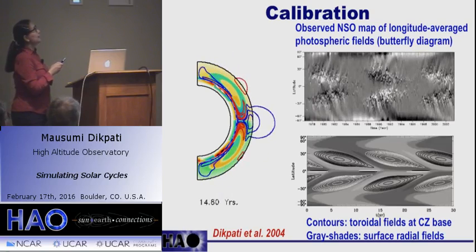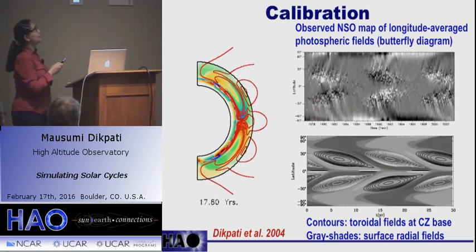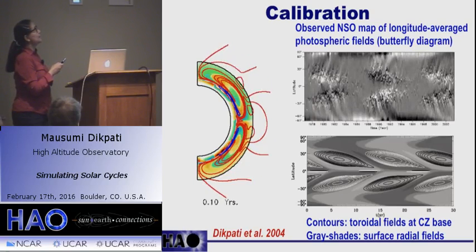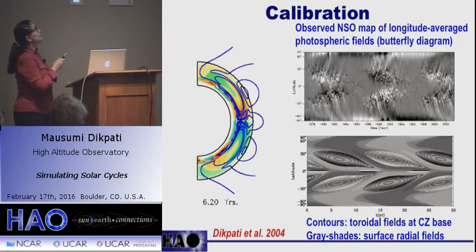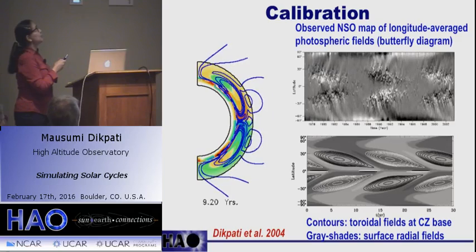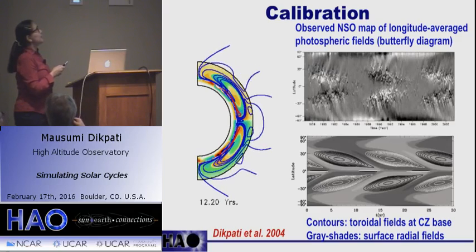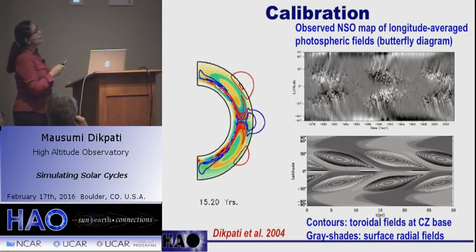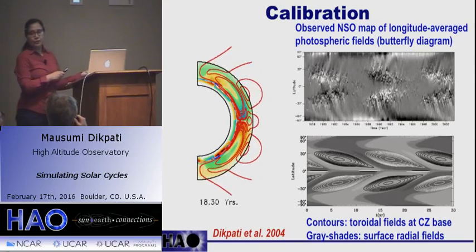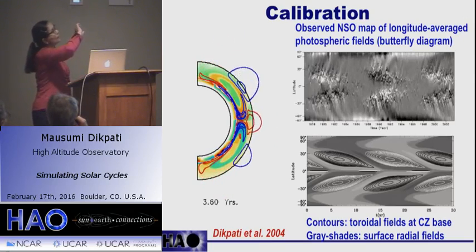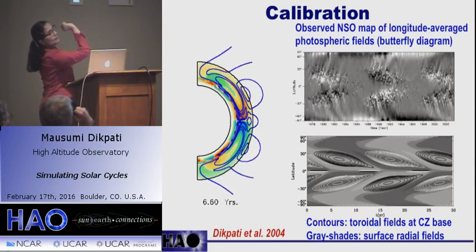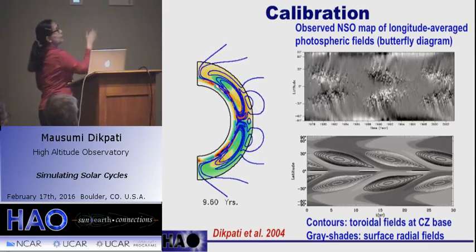They are generated by the decay of tilted bipolar active regions at the surface. Then they migrate towards the pole, cause polar reversal, and a portion come down to the bottom, come in contact with the shear layer there, and get sheared by the differential rotation to produce the strong toroidal field. Toroidal fields are presented here by the color shades which are going into the plane of the board.